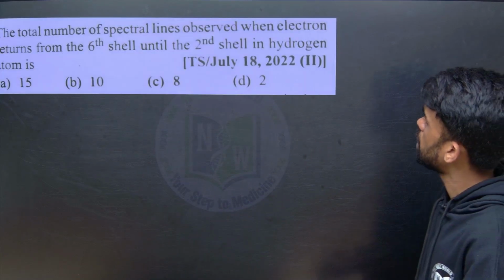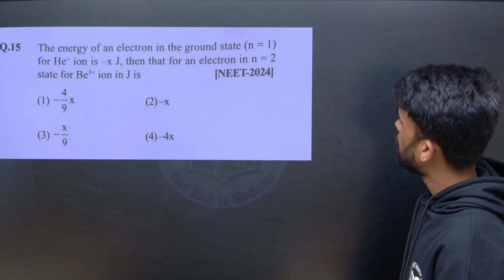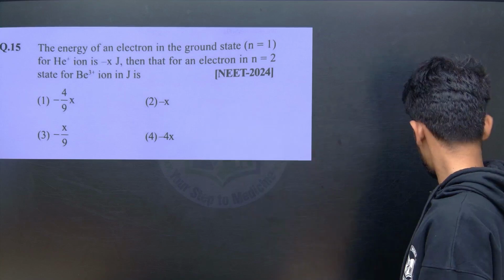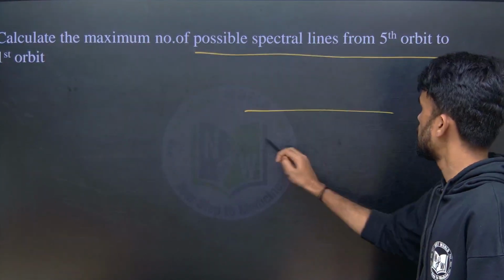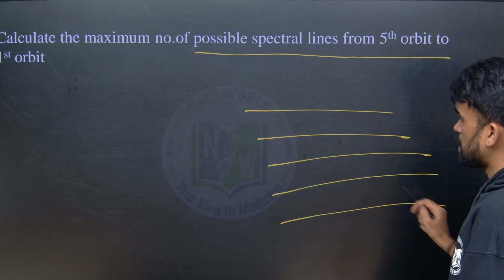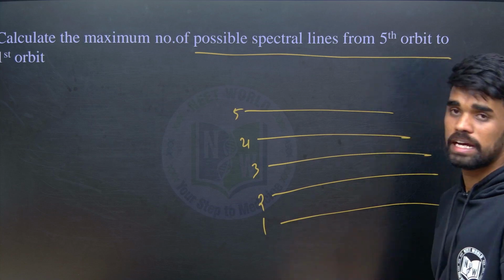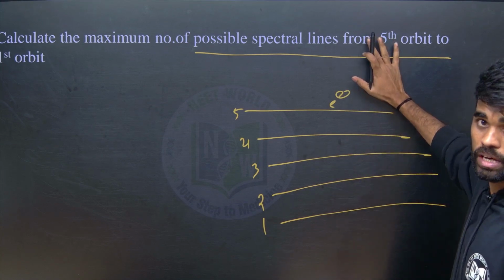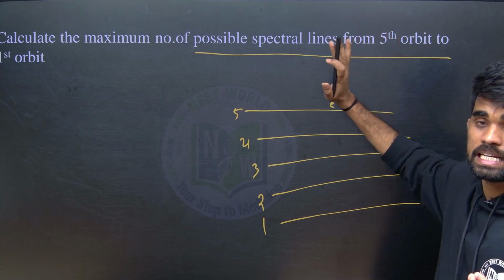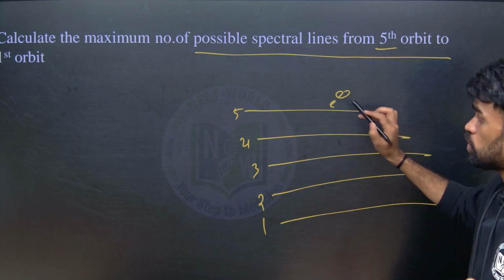I will be explaining one more thing here. The total number of spectral lines observed when an electron is falling. Next, calculate the maximum number of spectral lines possible. See, for example, these are the energy states: 5, 4, 3, 2, first energy state. The electron is at the 5th energy level. If I say 5th excited state, the N value should be 6, but the N value is mentioned as 5th. It means it is the 4th excited state.